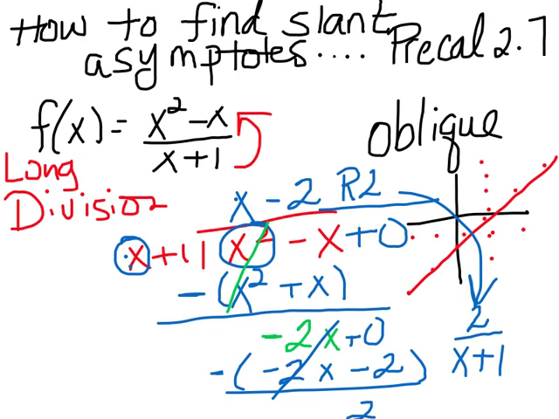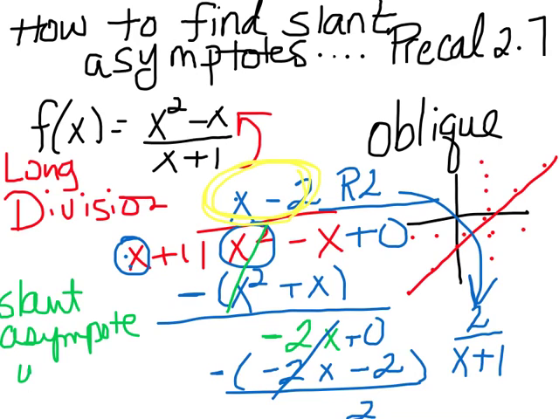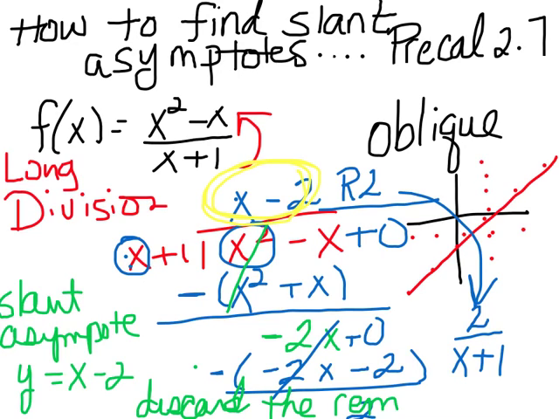But what is the slant asymptote here? The slant asymptote is the result I got when I divided, and you throw away the remainder. Let me write that down. So my slant asymptote is the line y equals this x minus 2 that I circled in yellow. Discard the remainder. You just don't pay attention to it, which is nice because it'd be kind of gross to graph anyway, right? So we have a slant asymptote at y equals x minus 2.